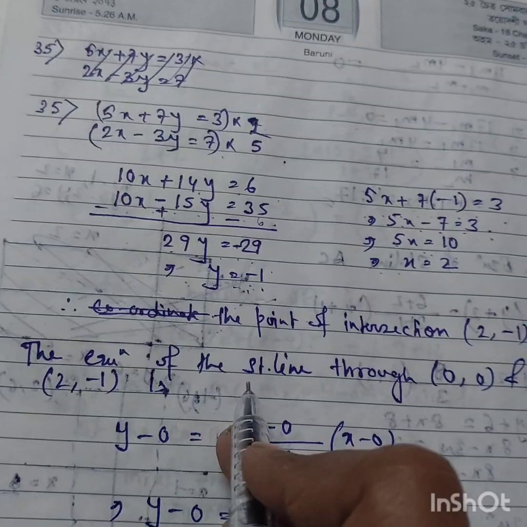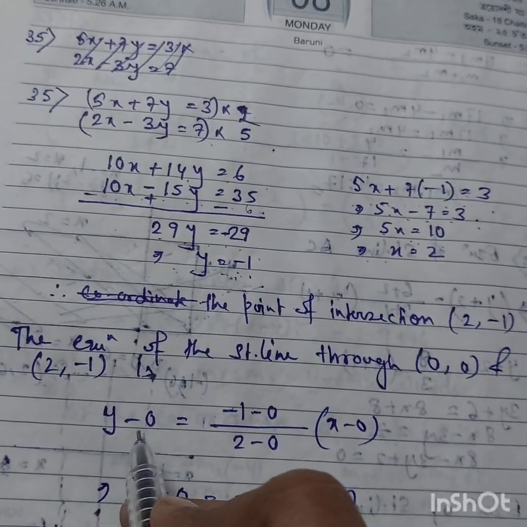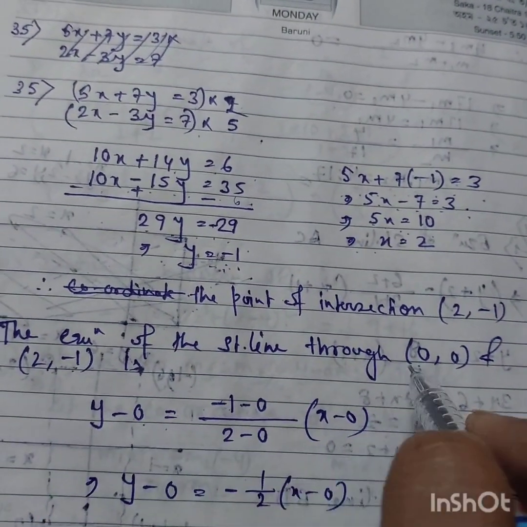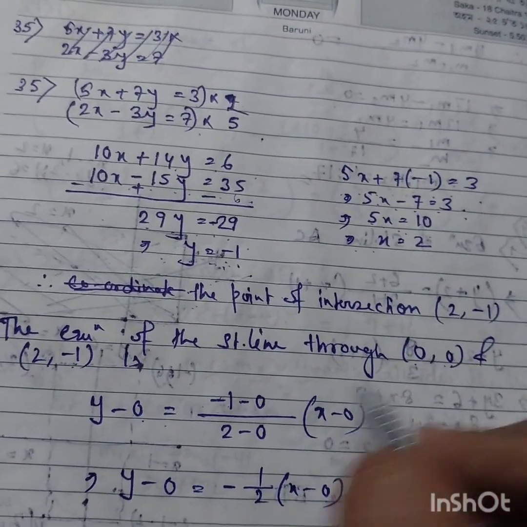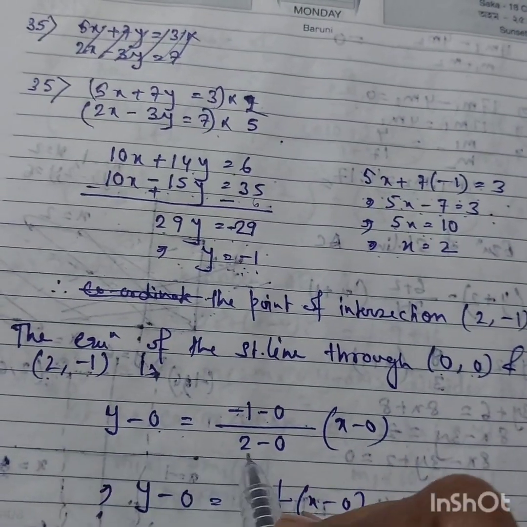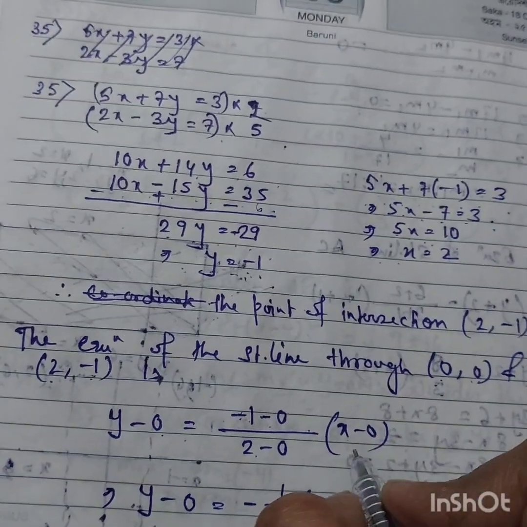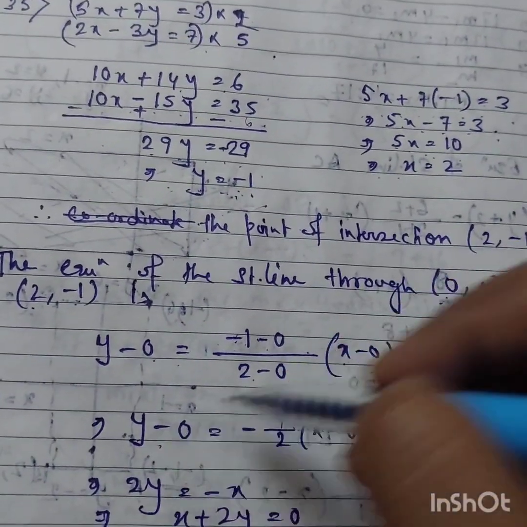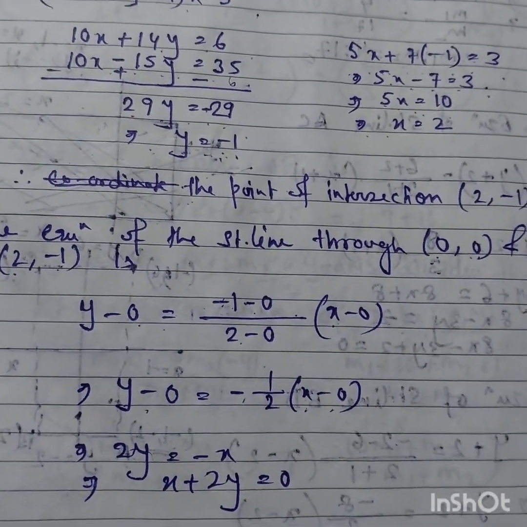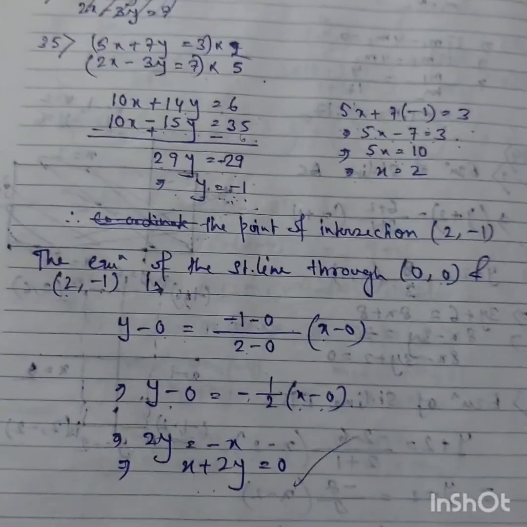Now you have to find out the equation of the straight line through the origin (0, 0) and (2, minus 1). So y minus y1, that means y minus 0, is equal to (y2 minus y1), that is minus 1 minus 0, by (x2 minus x1), that means 2 minus 0, into (x minus x1), that is x minus 0. So we will get y minus 0 is equal to minus half x, that implies 2y is equal to minus x, that implies x plus 2y is equal to 0. So this is your answer, and this sum is very important for your exam.